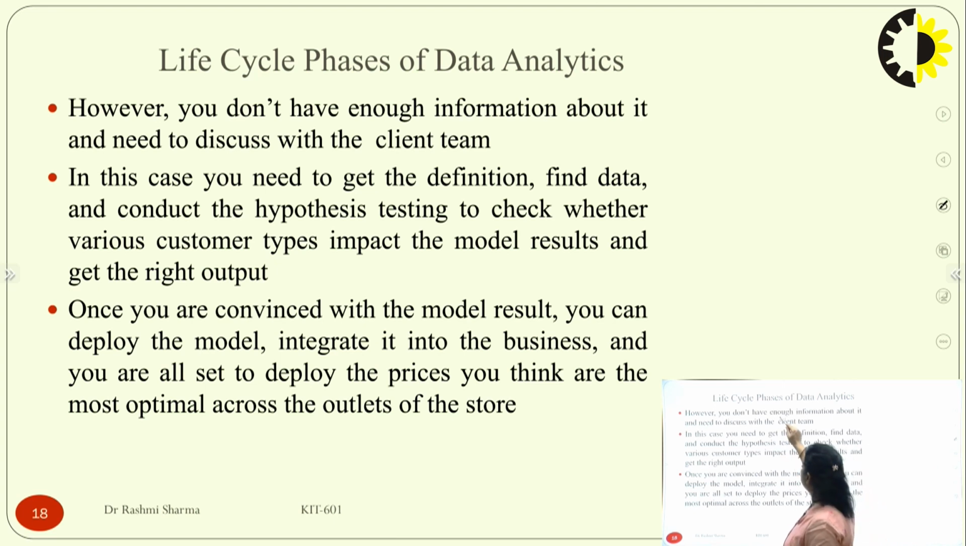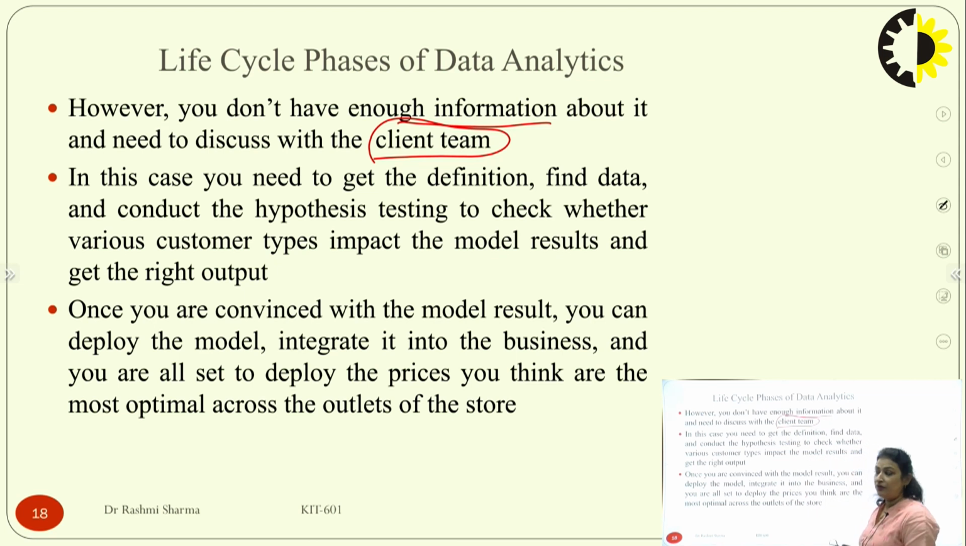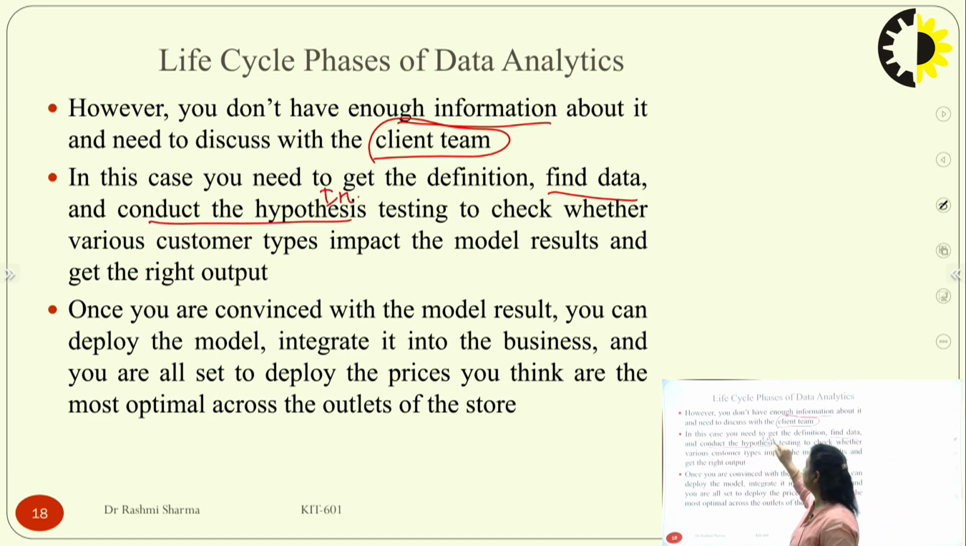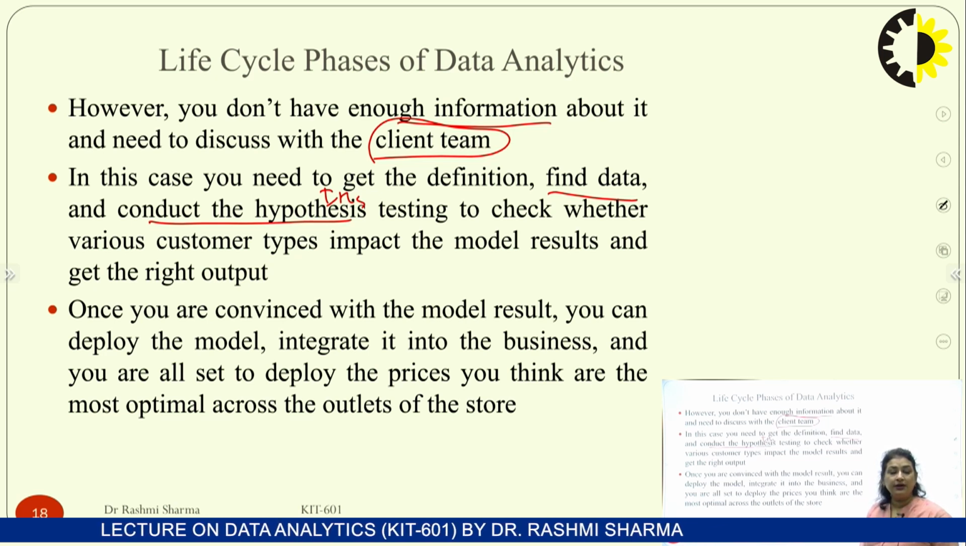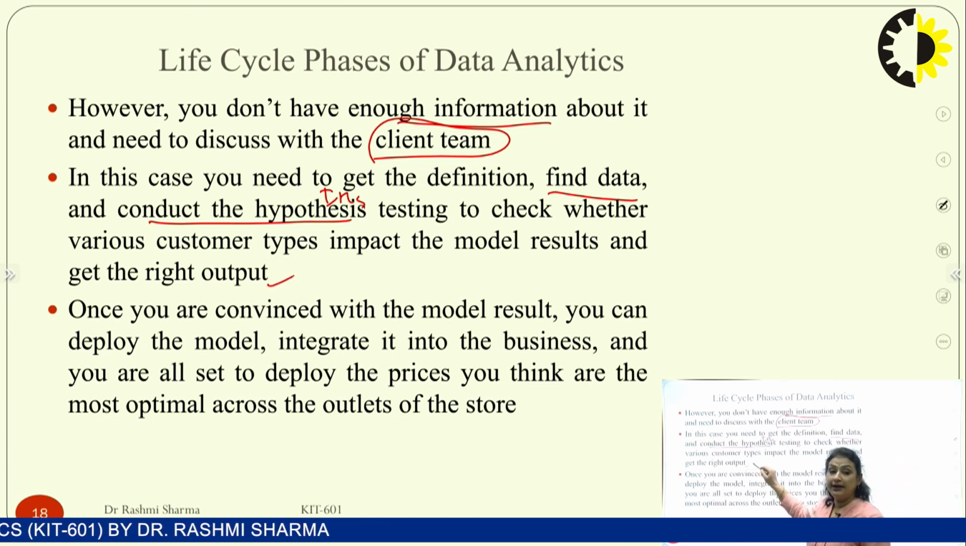However, you may not have enough information to discuss with the client team. The information about the customers is not there. We have identified the types, but what type is the current customer who is coming? So in this case, you need to get the definition, find the data, and conduct a hypothesis. Initial hypothesis testing should be done to check whether the various customer types impact the model results. If I have a contractor purchasing in bulk, does it affect my pricing model? Or if single customers are coming, does that affect my pricing model? So we have to see and get the right output.